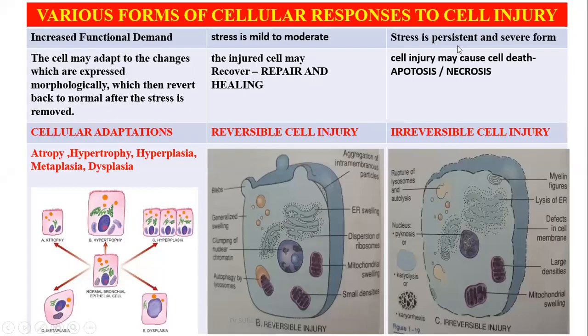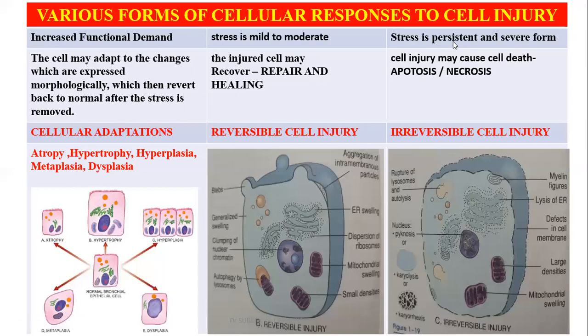Next one is hyperplasia. Hyperplasia means increase in the number of cells, especially in conditions of BPH, where the cells get increased. So it produces a disease condition which is known as benign prostatic hyperplasia. Next is metaplasia.